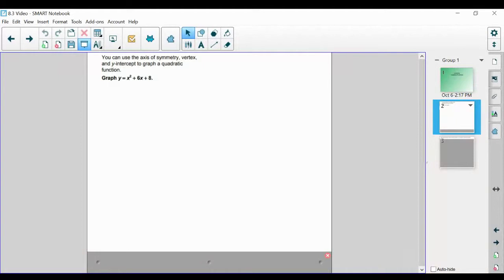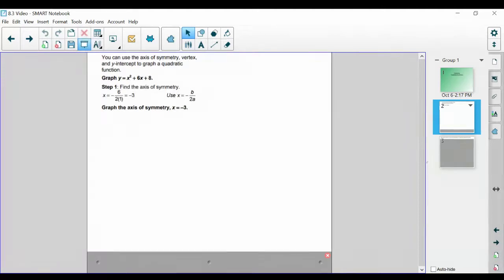So we can use the axis of symmetry, the vertex, and the y-intercept to help us graph a quadratic function. So we are given this quadratic function, y equals x squared plus 6x plus 8, and we're asked to graph it. So let's go through the step-by-step process that we are going to take to help us graph this quadratic function. Well, the first thing we're going to do is find that axis of symmetry.